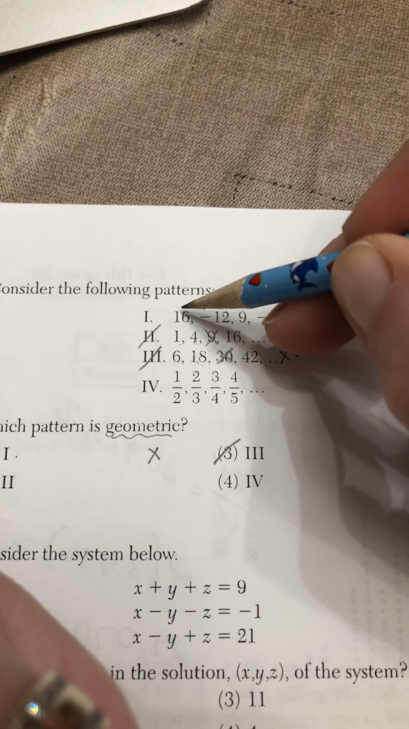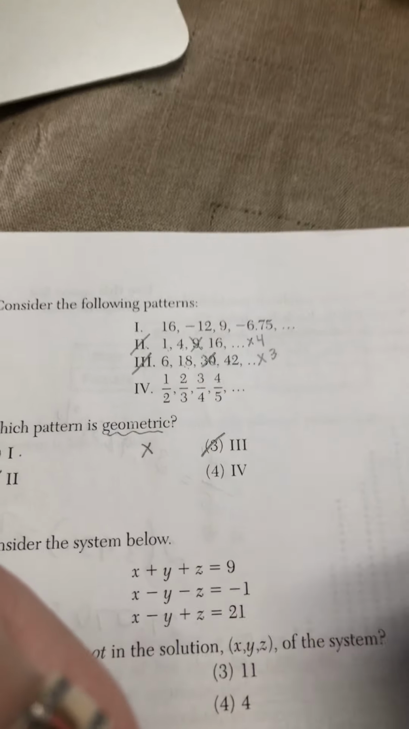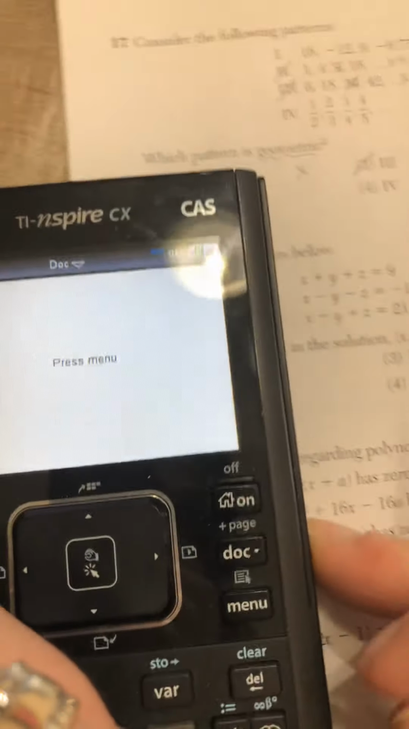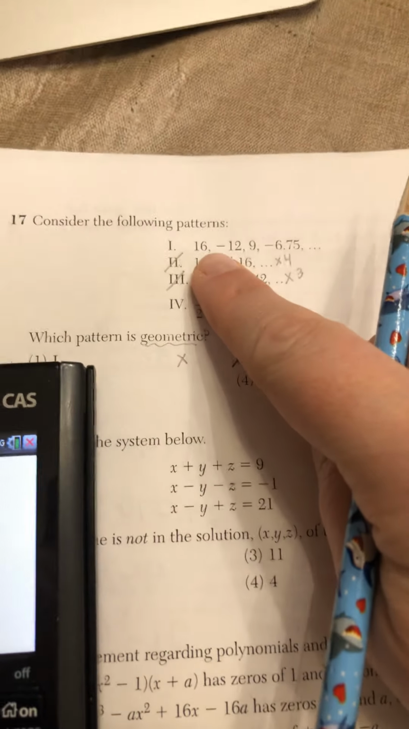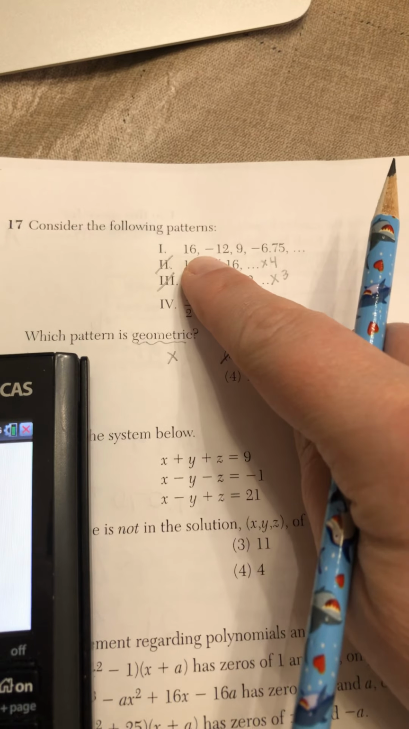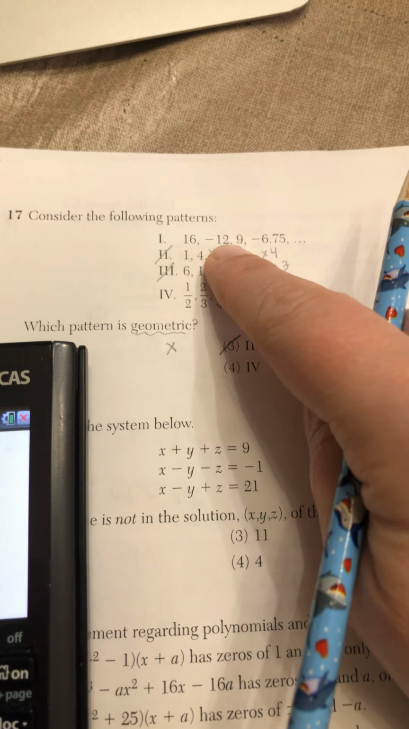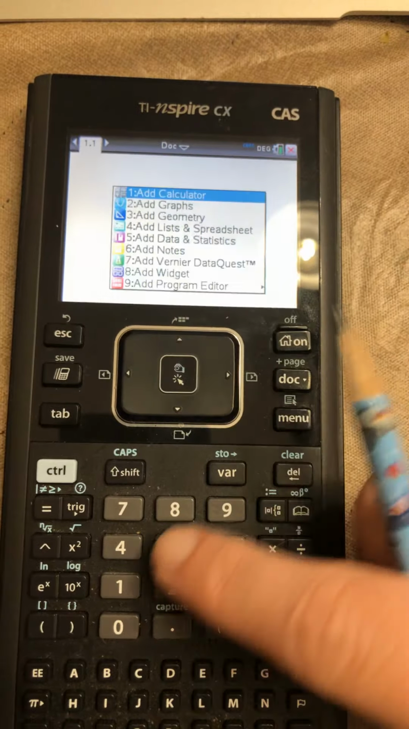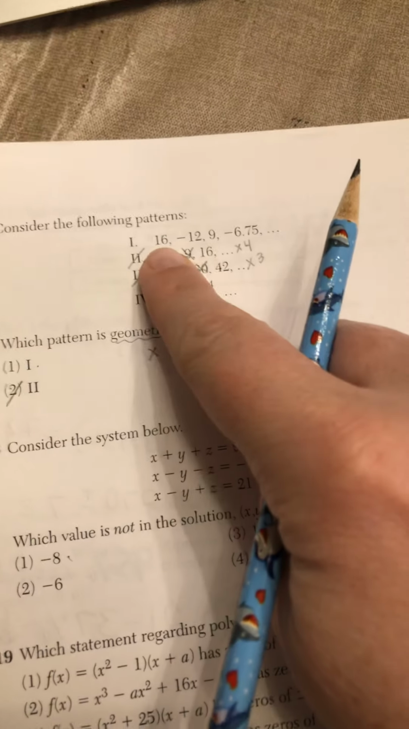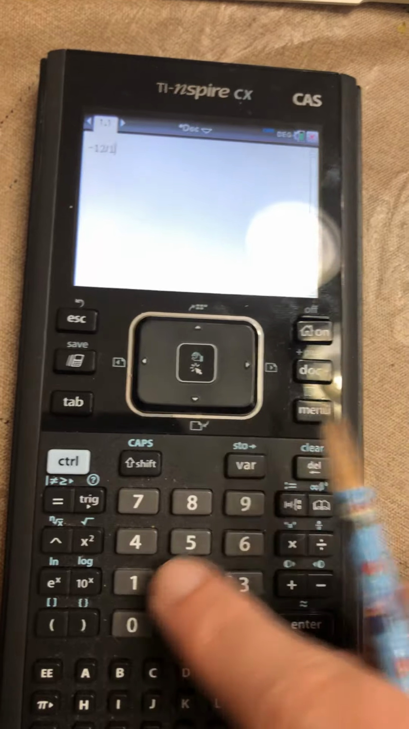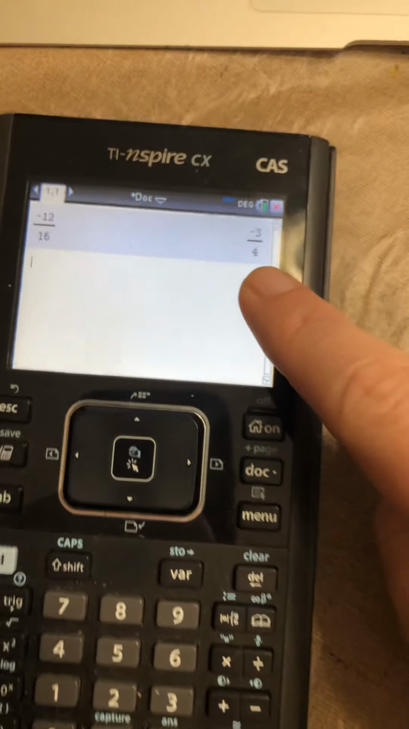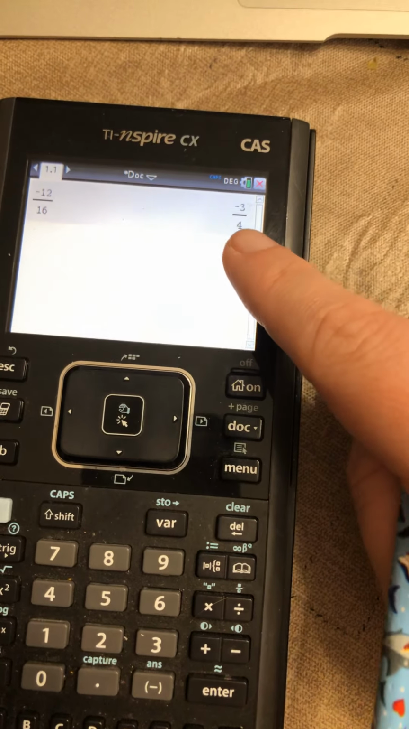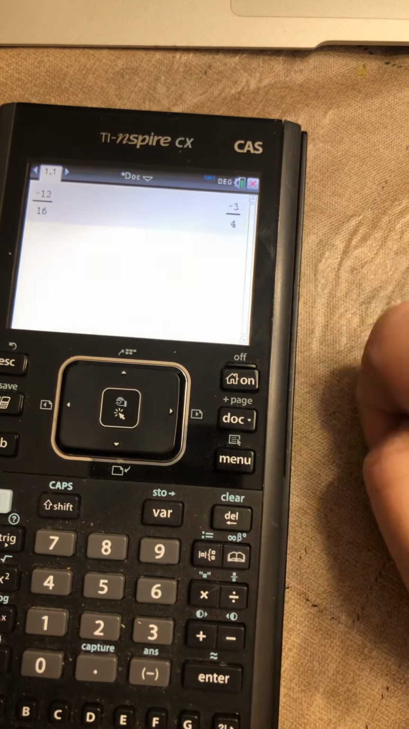So this comes down to that trick that I've taught you several times, where you take two numbers in the pattern that are right next to each other and you divide them. You take the one further down divided by the one in front. So we're going to go calculator. In option 1, we're going to do negative 12 divided by 16. There's your common ratio. That's the number you have to multiply by to get from one to the next.